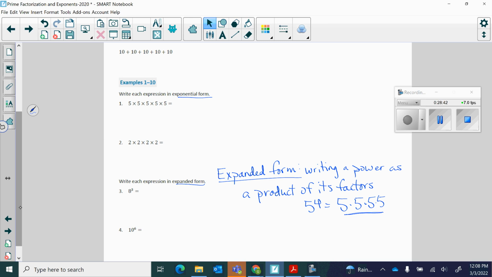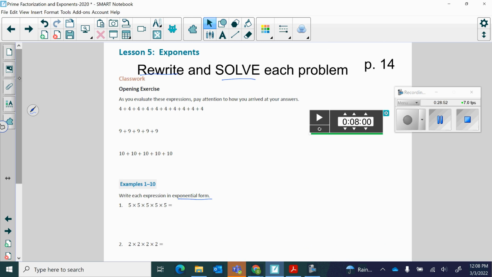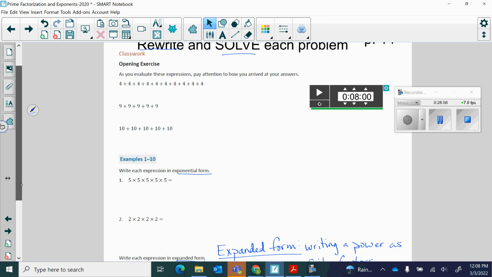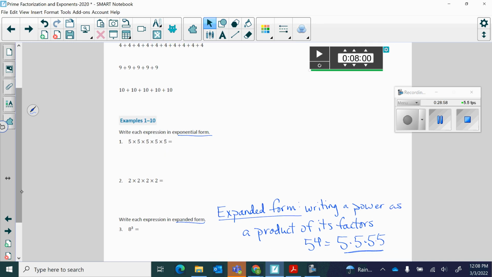Make sense? So you're not only writing it in the additional form they're telling you, you're also solving it. Okay? So for the first ones, you're rewriting all these additions. Rewrite all the additions. Okay? You have 8 minutes. Go. Okay. Recording's going. Okay, the first one.